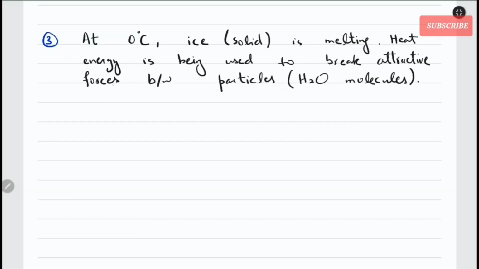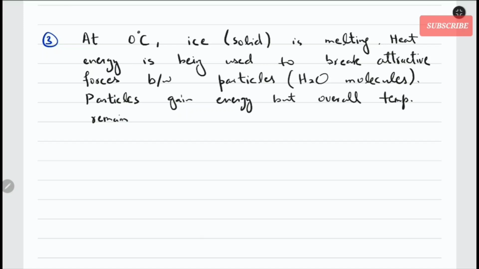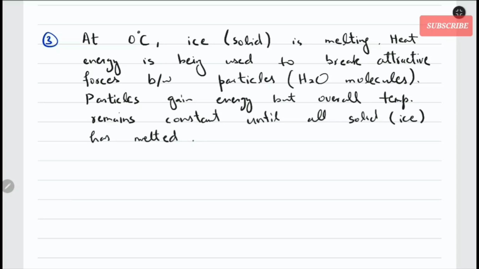Okay, so particles gain energy, but what happens is that overall their temperature remains constant until all the solid, in this case it's ice, has melted, changed into liquid. Okay, so this is what happens.